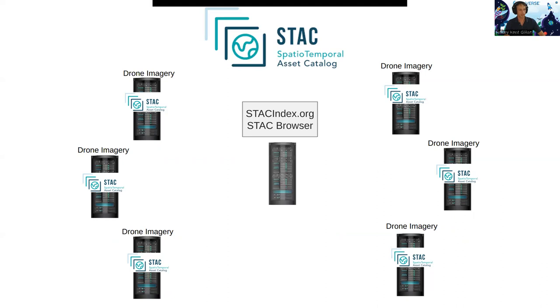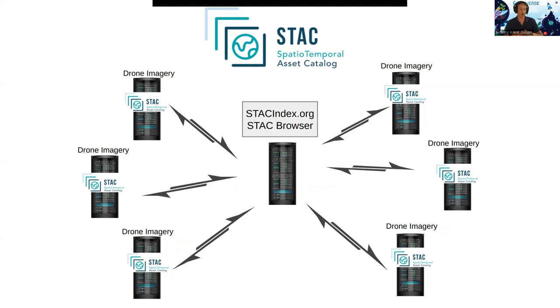Then we have to have a central location where someone can go and find all these different STAC catalogs. And there actually is a place already. It's called stackindex.org. And it's a list of just all the different STAC catalogs you can go to. And so if we all do all this STAC thing all the same way, we are essentially building one giant catalog.